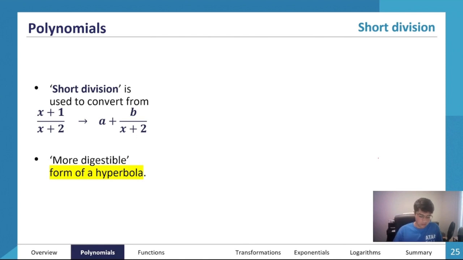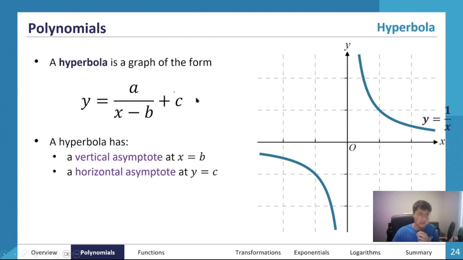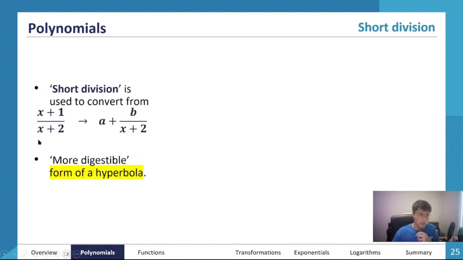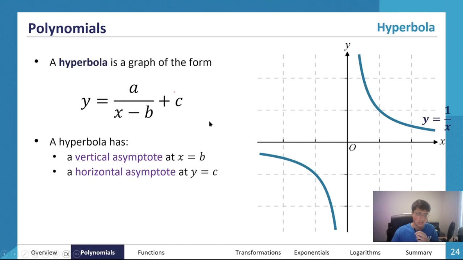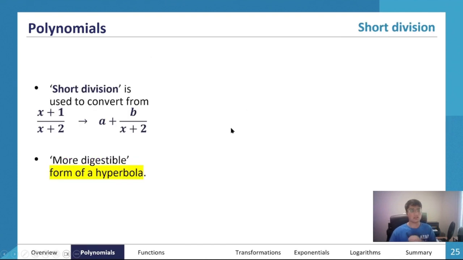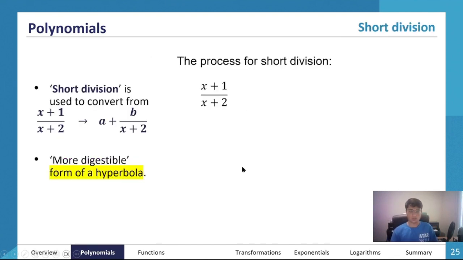One thing you should know with hyperbola functions is you can use short division to convert it from one form to another. And this makes it a lot easier to work with. So in the previous slide, we looked at this form of a hyperbola, but this is also a hyperbola here. And we can use short division to convert it to this form here on the right, which is a lot similar to what we see in this equation we looked at here. So it's a more digestible form of a hyperbola.